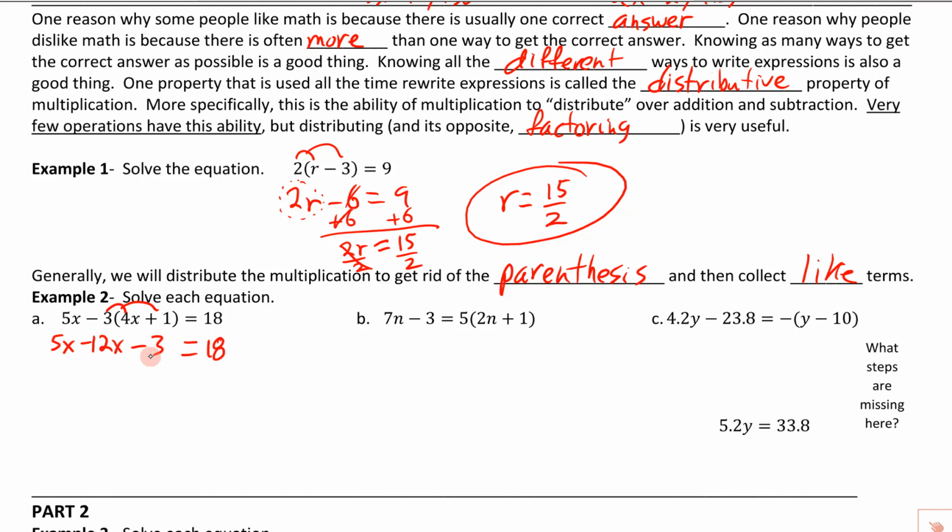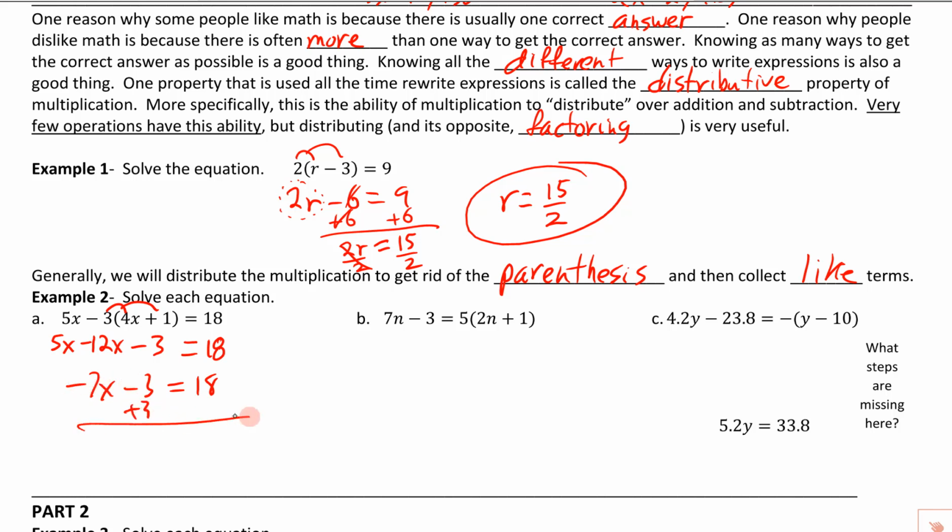We do have some like terms, so let's go ahead and combine those like terms. So let's put these guys together right here. So this is going to be 5x minus 12x, that's going to be negative 7x, minus 3 equals 18. And now we've got a two-step equation. You'll notice that the only variable is on this side, so we're definitely going to isolate that variable term by moving the 3.